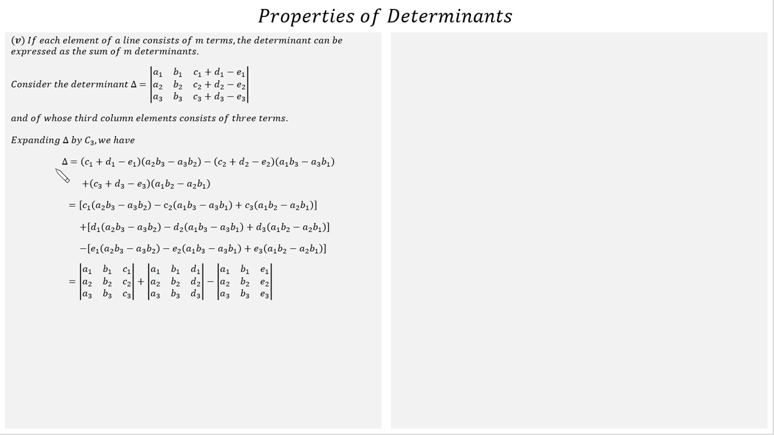Hence the statement: if each element of a line consists of m terms, the determinant can be expressed as sum of m determinants. That is over here, in delta, each element of column 3 consists of 3 terms in terms of C, D and E. Hence delta can be expressed as sum of 3 determinants over here.